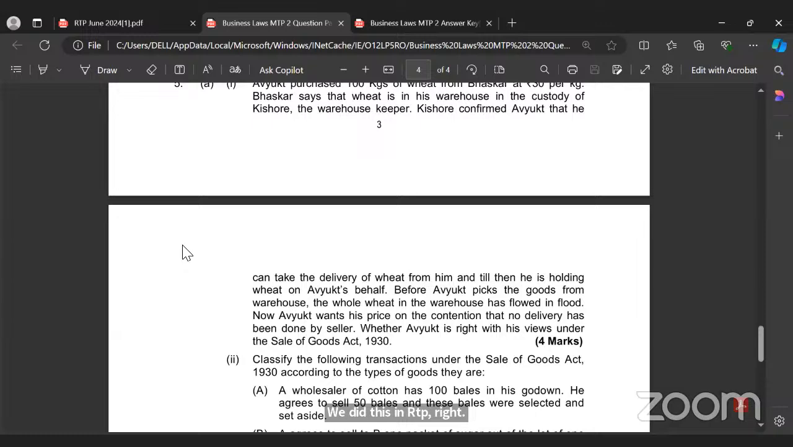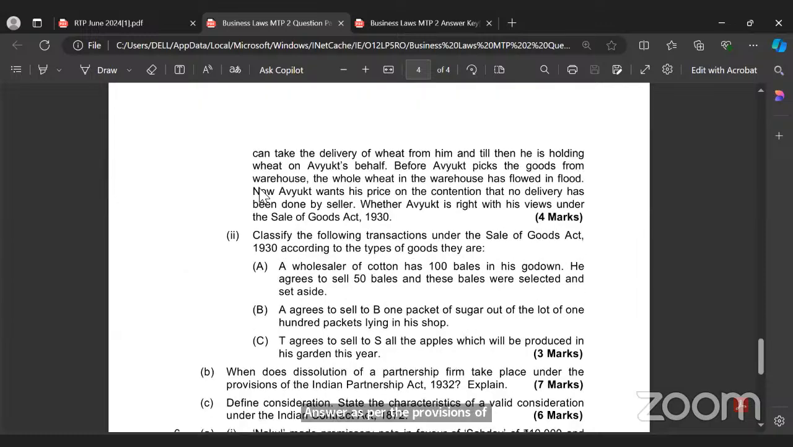Answer. As per the provisions of the Sale of Goods Act 1930, there are 3 modes of delivery. First one, actual delivery. Second one, constructive delivery. Third one, symbolic delivery. When delivery is effected without any change in the custody or actual possession of the thing, it is called constructive delivery or delivery by acknowledgement. Constructive delivery takes place when a person in possession of goods belonging to the seller acknowledges to the buyer that he is holding the goods on the buyer's behalf. On the basis of the above provisions and facts, it is clear that possession of the wheat has been transferred through constructive delivery. Hence, Avyakt is not right. He cannot claim the price back. You cannot claim the price back.